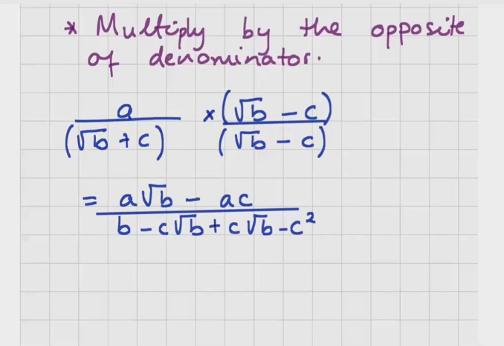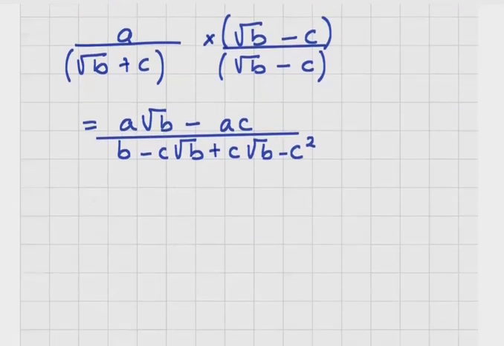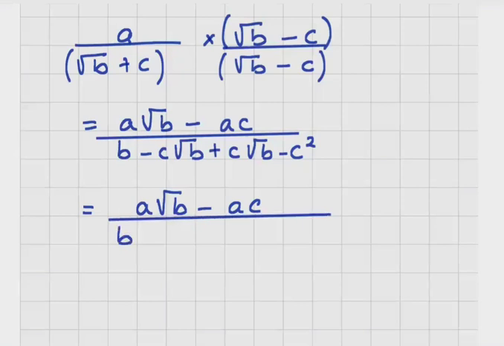Now it's time to simplify. If I'm going to simplify the numerator, we're going to keep it as it is, but in the denominator, I'm going to collect like terms. So I have a root b minus ac, whole divided by b. Now take a close look at these two terms here. These are like terms. We're going to collect them. So that's a negative c root b plus c root b, which is equivalent to 0. So these two terms would cancel out, and all I have remaining is my b minus my c squared.